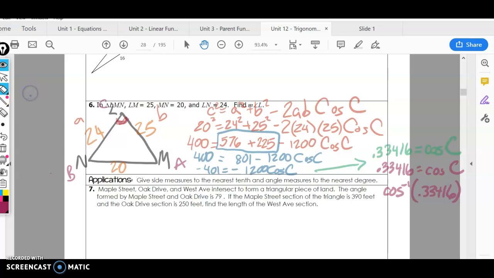That should come out to be the angle equal to about 70.478 degrees. So that's a little tougher when we're looking for an angle and we're given all three sides. But again, you use the law of cosines to find your missing angle and solve appropriately.